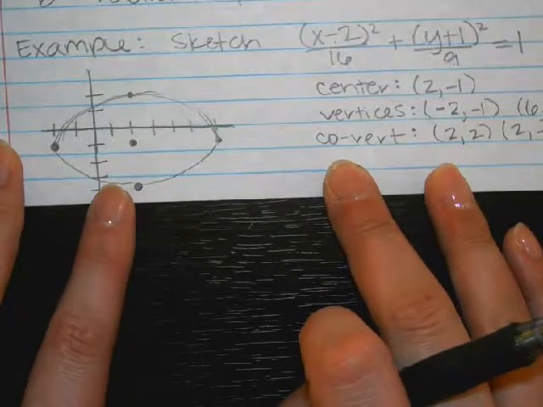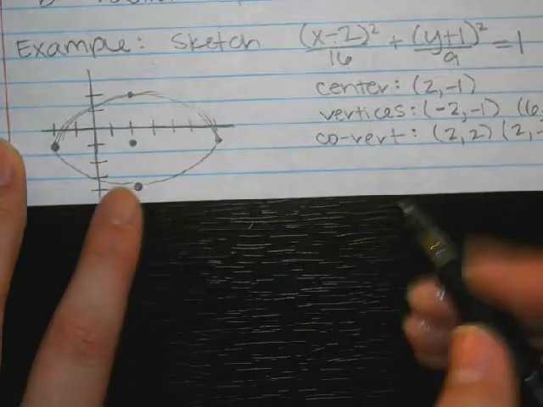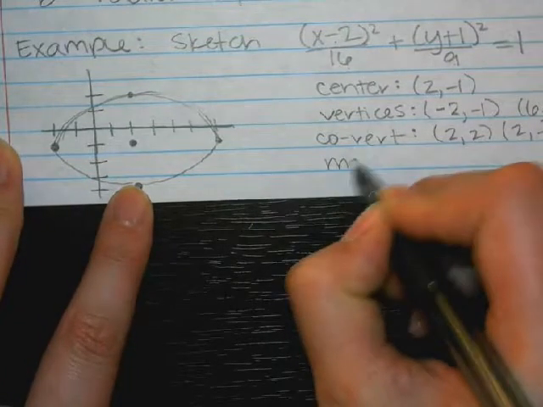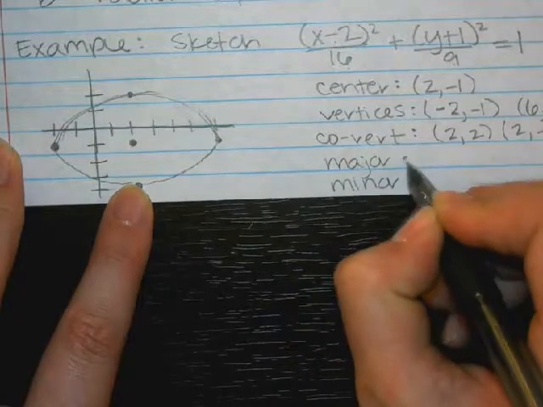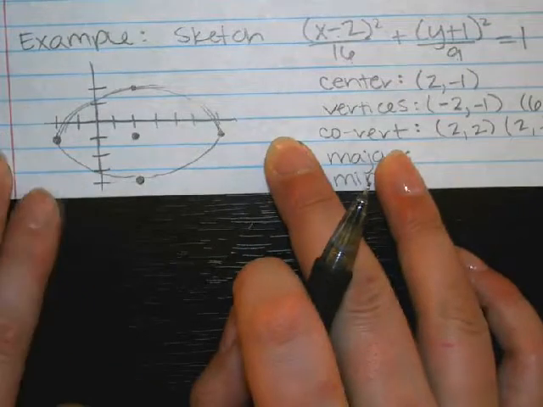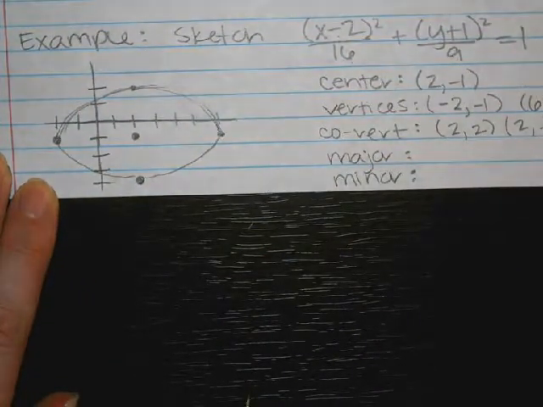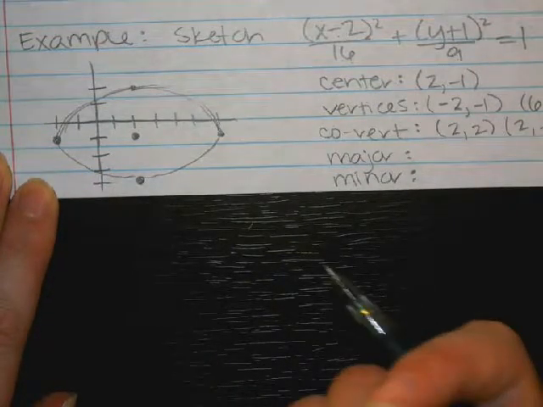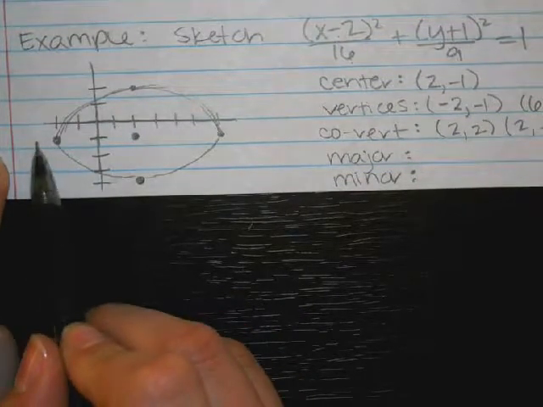We are not going to worry about finding the foci today. We're going to worry about that tomorrow. But we can find the major axis and the minor axis. So both the major axis and the minor axis, they both go through the center. So the points that we get the center from, those are going to be important for us in finding each axis. But the major axis goes through the vertices. It goes the long way.